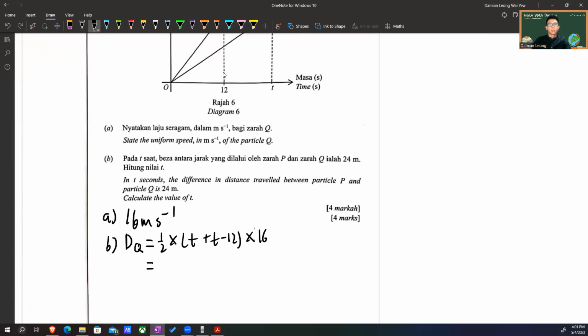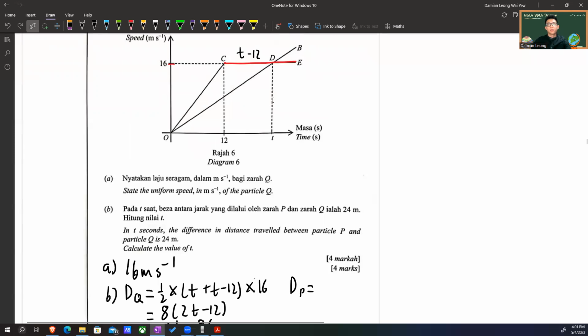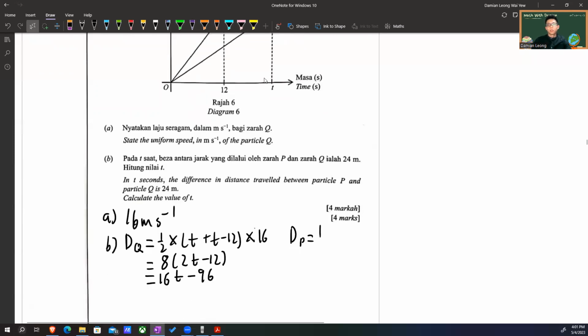So half times 16 is 8. 8 times 2t minus 12 is 16t minus 96. Yeah, that's the distance for Q. Distance for P is just a triangle, half times base times height. So it's just half times t times 16, which is 8t.